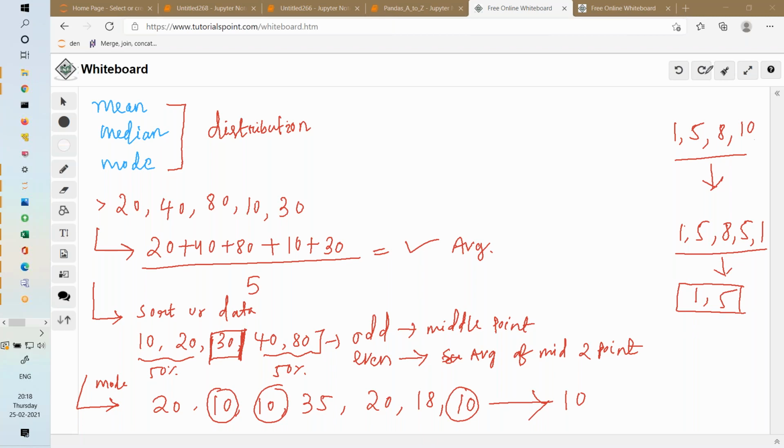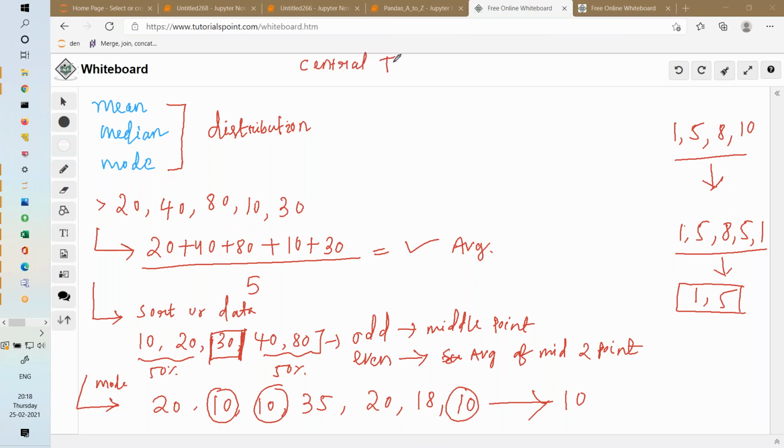I think everybody knows about it. The objective is not to tell you what is mean, median, mode. This is just a quick reference or quick revision. The objective is to tell you what will be the center, right? Central limit theorem. So we are understanding about central limit theorem.